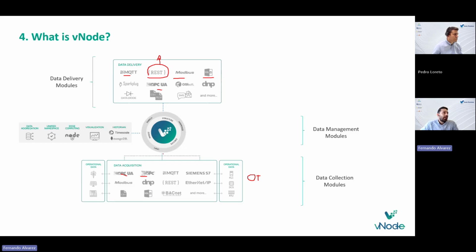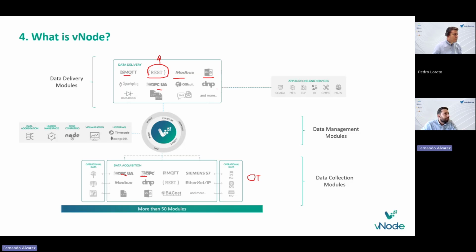So we were talking about the gap between OT and IT. The way to link OT with IT is through an IoT gateway like vNode. It's a software that supports all the technologies from OT and the technologies of IT. So how do we do it?